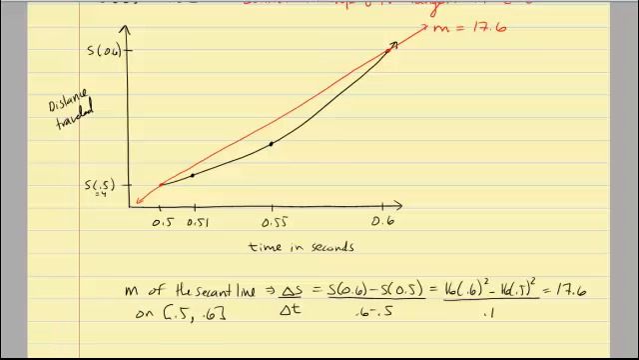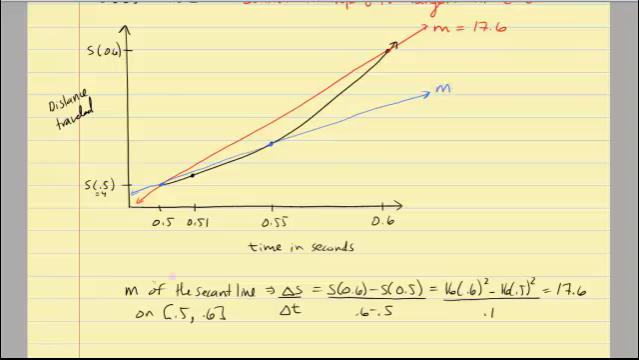Now I want to go in and do the same thing, except now I want to find the slope of the secant line between 0.5 and 0.55. Whoops. Now when I find the slope of this particular secant line, it's going to get a little harder. I should have drawn this graph a little steeper. But I'm going to get closer and closer to the true estimate of the slope of the tangent line at that particular point.